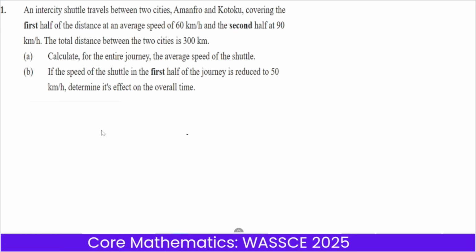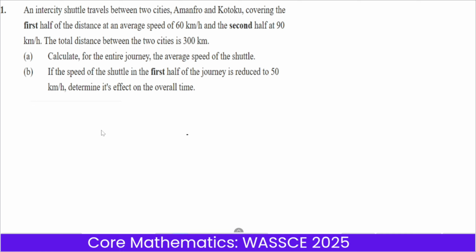A says: calculate for the entire journey the average speed of the shuttle. And B: if the speed of the shuttle in the first half of the journey is reduced to 50 kilometers per hour, determine its effect on the overall journey. So guys, that is our question for today, and let's see how best we can address this and get our solution.